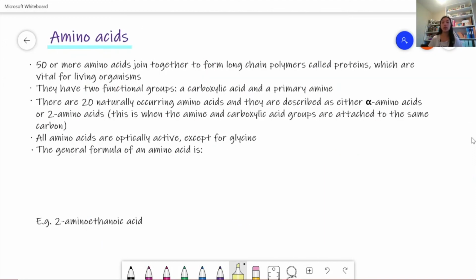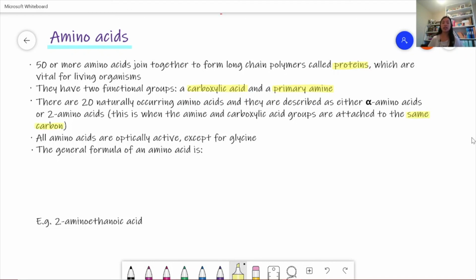So now we're going to talk about amino acids. 50 or more amino acids join together to form long-chain polymers called proteins, and these are vital for living organisms. They have two functional groups, one is a carboxylic acid and the other is a primary amine. There are 20 naturally occurring amino acids. They're described as either alpha amino acids or 2-amino acids, which means that the amine and carboxylic acid groups are attached to the same carbon.